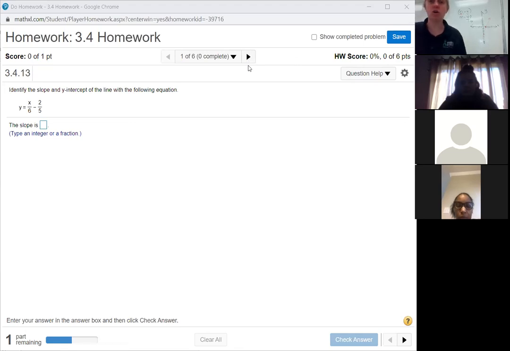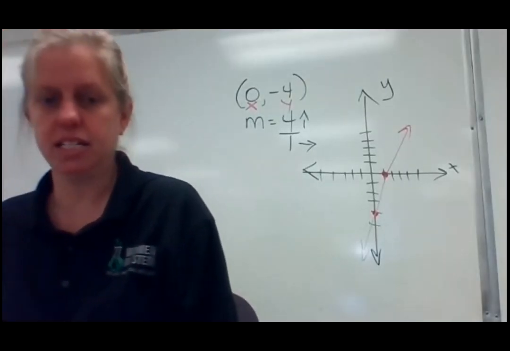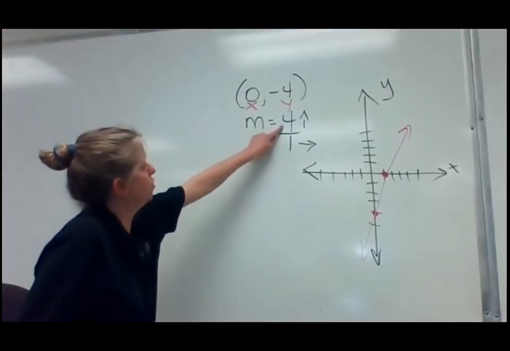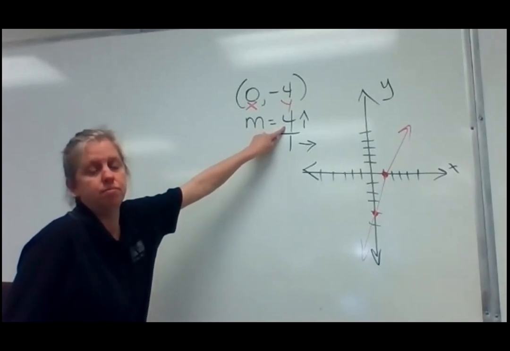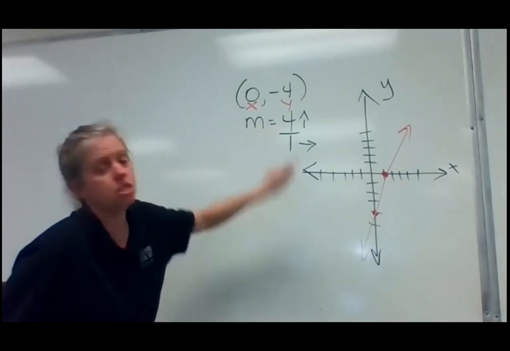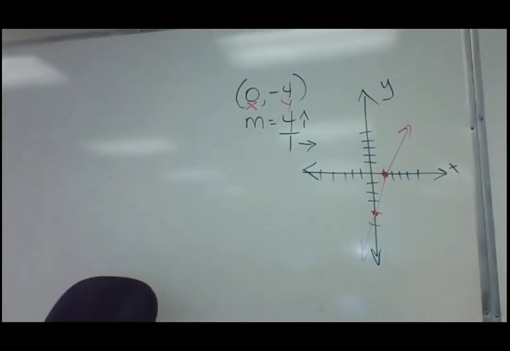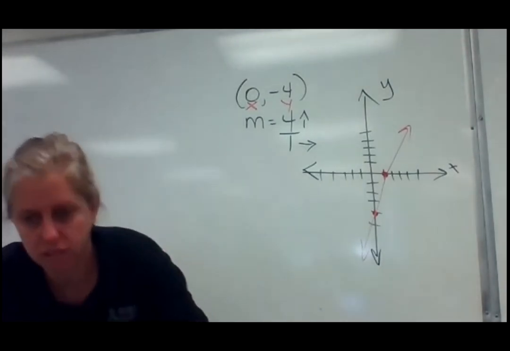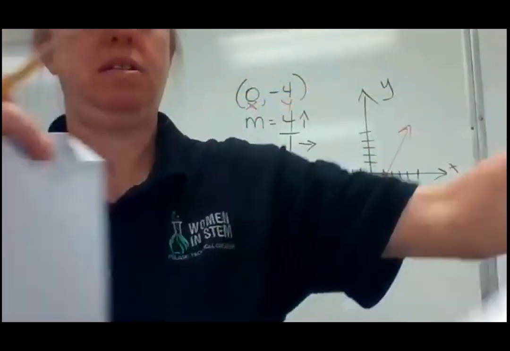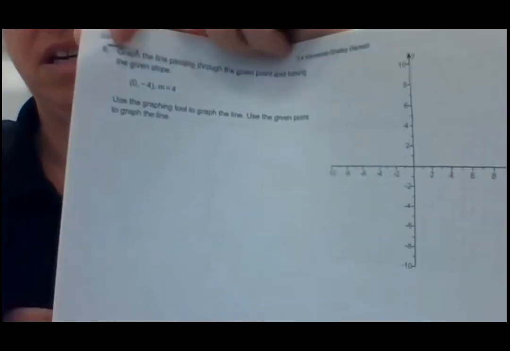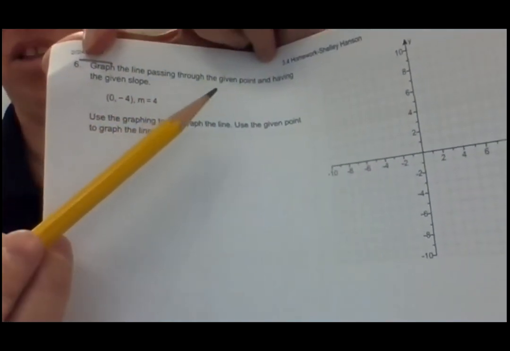Okay, so where did you get the positive 4 from? Because it actually told me in the problem. Yes, it told me in the actual problem, hang on. So in the problem, it said graph the line passing through the given point and having the given slope.